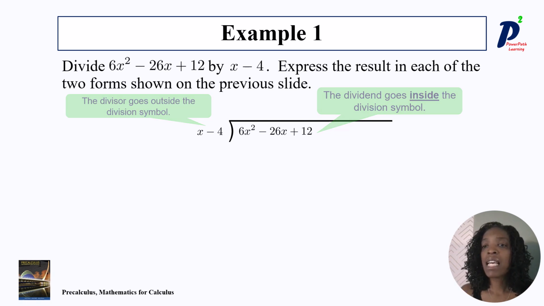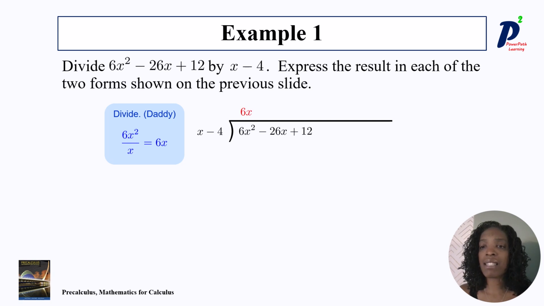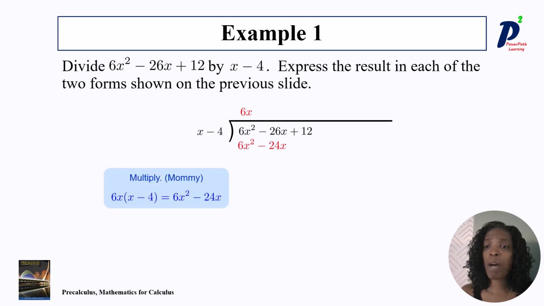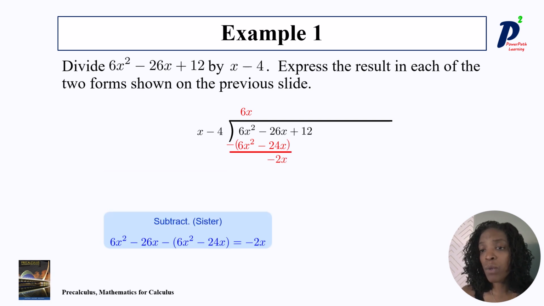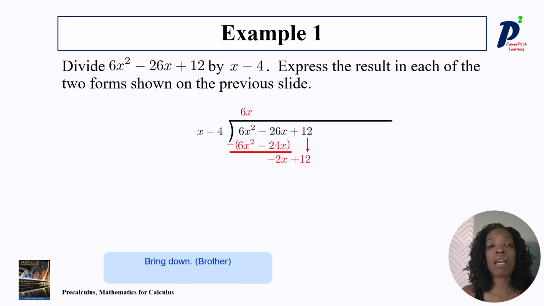In this case, we divide 6x squared by x to get 6x. The 6x goes above the 6x squared. Now, mommy stands for multiplication. We multiply 6x by the divisor, x minus 4, to get 6x squared minus 24x. Sister stands for subtraction. I'm going to subtract 6x squared minus 24x from 6x squared minus 26x to get negative 2x. Then brother means bring down. I bring down my 12.